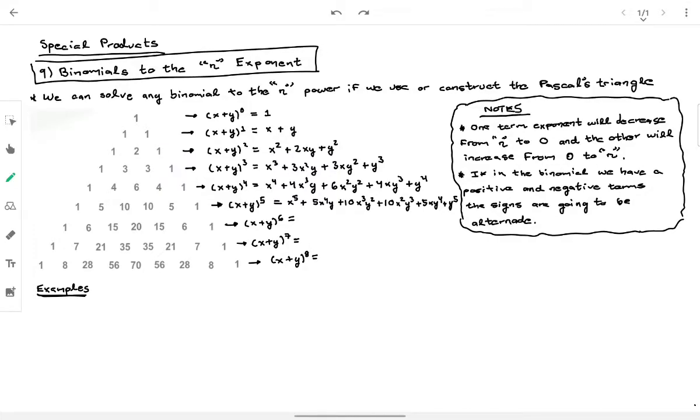Today we are going to see the last special product, called binomials with an n exponent. For solving binomials to the n exponent, we are going to use what is called Pascal's triangle. Pascal's triangle will help us know the coefficients of every one of the terms when doing a binomial to the n power. So let's see how we can create Pascal's triangle and how to use it for solving binomials to the n exponent.